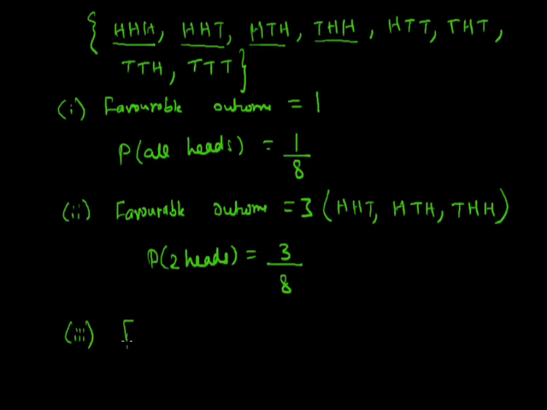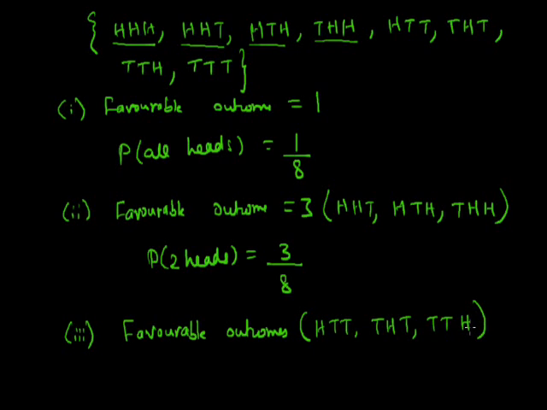So in this case, if you see, our favorable outcomes are of getting 1 head. So our favorable outcomes are head, tail, tail; tail, head, tail; and tail, tail, head. So again there are only 3 favorable outcomes in the case when we are talking about the probability of getting 1 head. So it means our favorable outcomes in this case will be equal to 3.